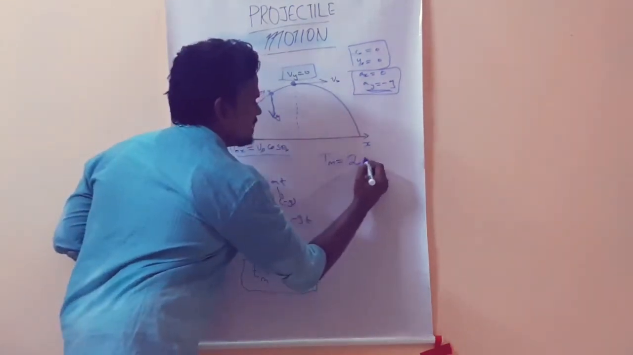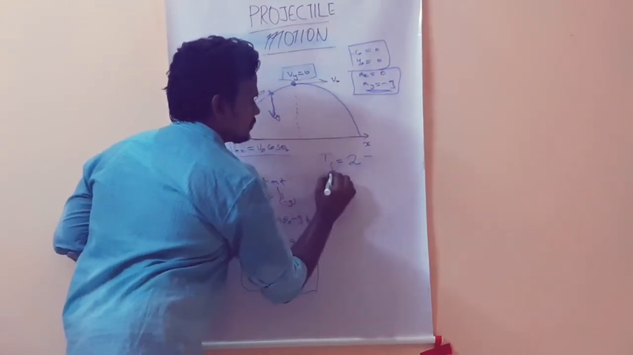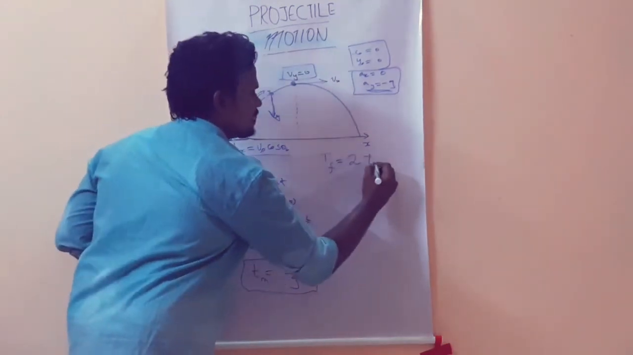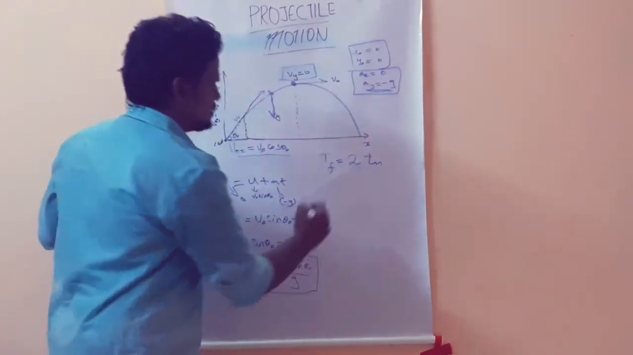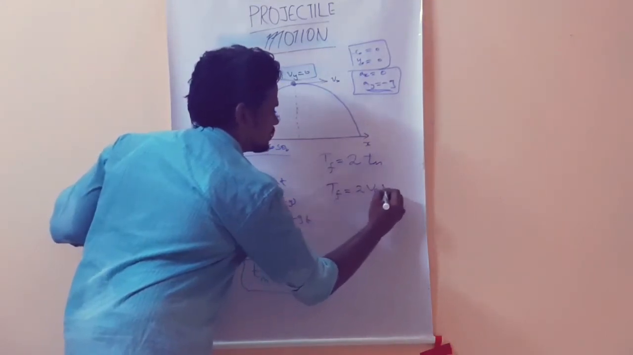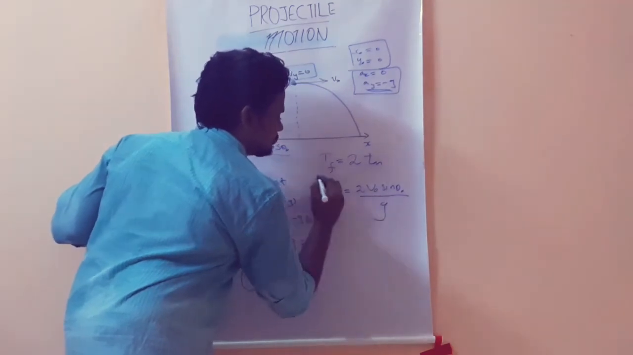So therefore we can write the time of flight Tf equal to 2 times Tm. Okay, that is Tf equal to 2 into v naught sin theta naught divided by g.